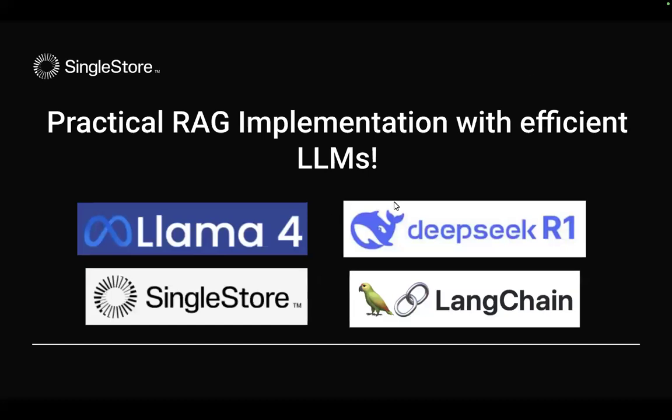Hey guys, welcome to this webinar on practical RAG implementation with efficient LLMs. In this, I'm going to use SingleStore as a vector database while building this RAG system application. And I'm going to use LangChain to chain everything. Basically, LangChain, as you guys know, is an open source LLM framework, which is well known. And I'm going to use two famous LLMs, that is DeepSeek R1 and Llama 4 from Meta.